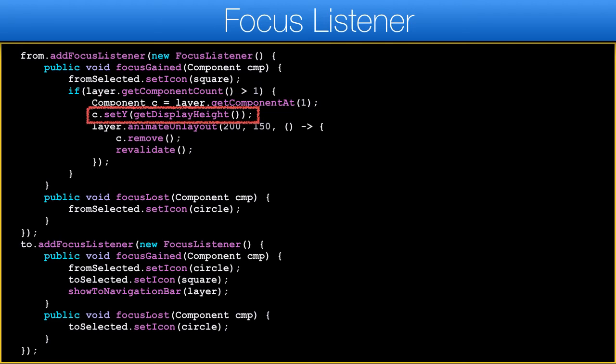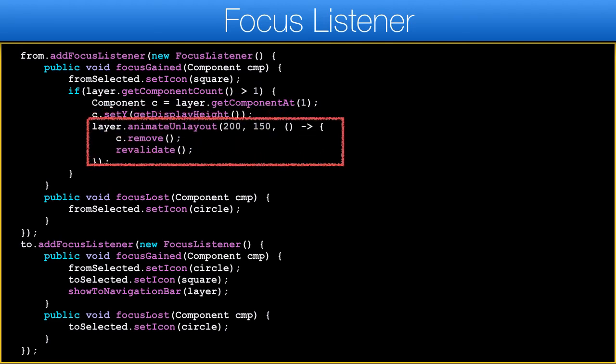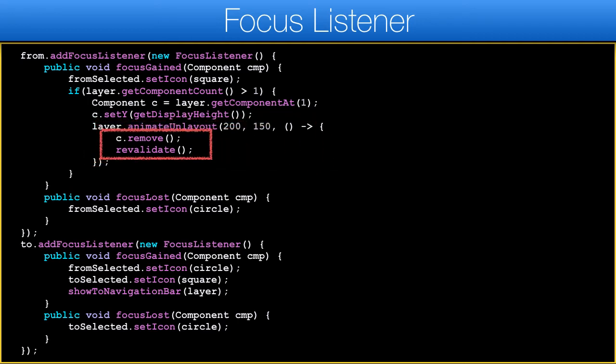We set the position of this container below the forms. Animate Unlayout moves the component outside of the screen to the position we asked for using a smooth animation. This callback is invoked when the unlayout completes. At this point, we have an invalid UI that needs a layout. But before we do that, we remove the component that we animated out of the form.